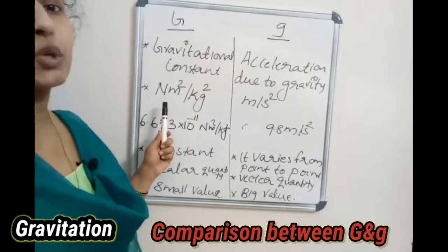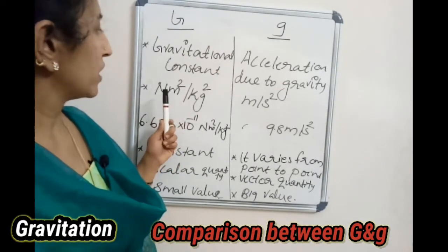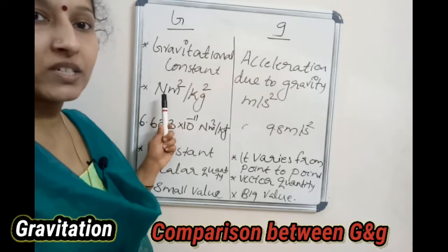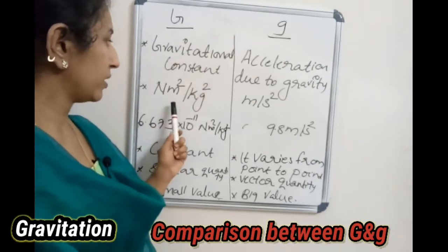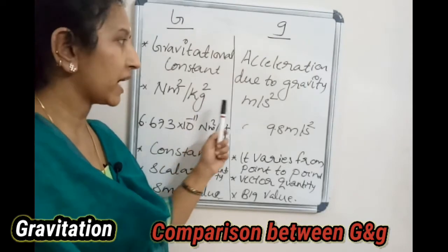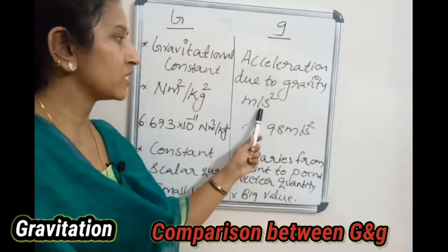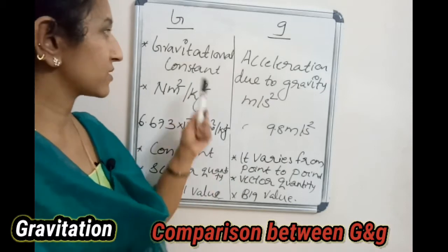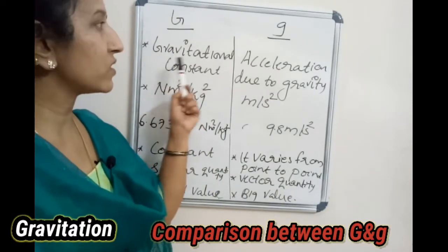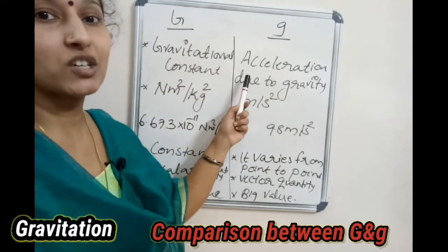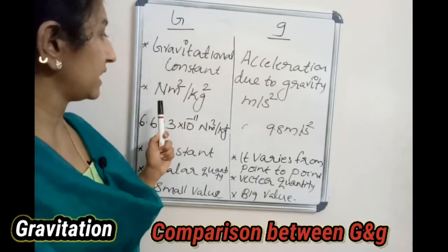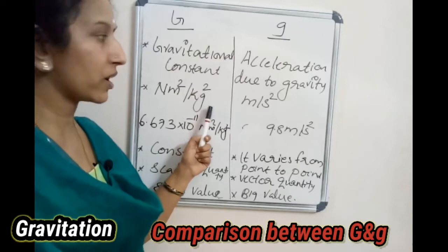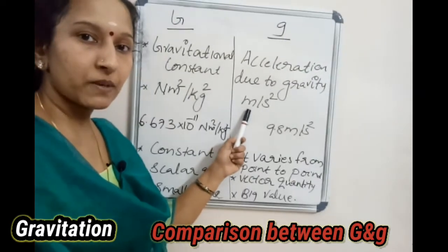And the second one is units. The SI unit of capital G is Newton meter square per kilogram square. And what about small g? Small g is meter per second square. First one, capital G is the gravitational constant, small g is acceleration due to gravity. And the second is unit: the unit of capital G is Newton meter square per kilogram square, and small g is meter per second square.